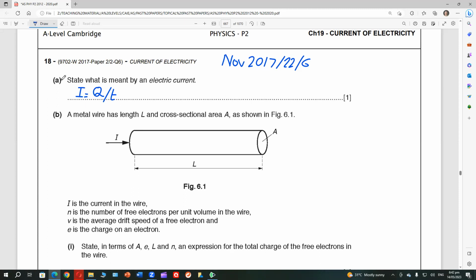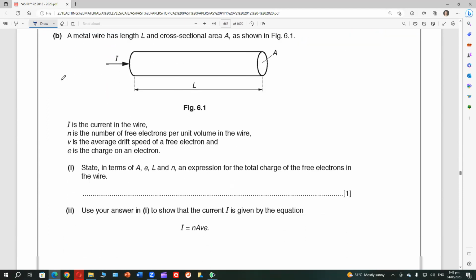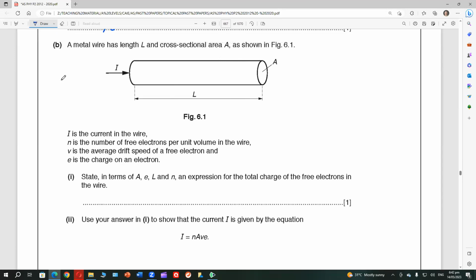This is charge per unit time, the current. Good. It is the rate of flow of charge carriers. A metal wire has length L and cross-sectional area A. So what formula should I suggest? Part B1. The I is equal to nAve.